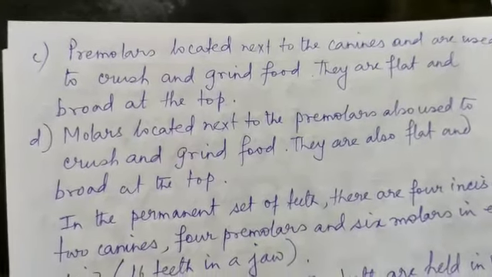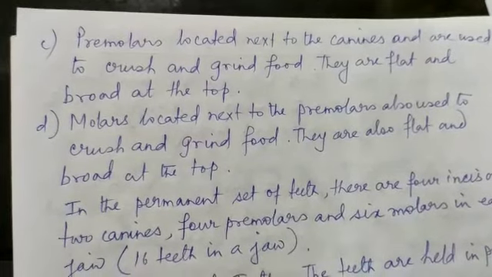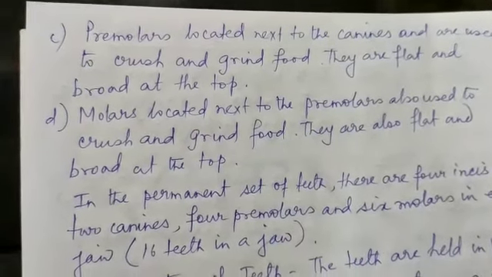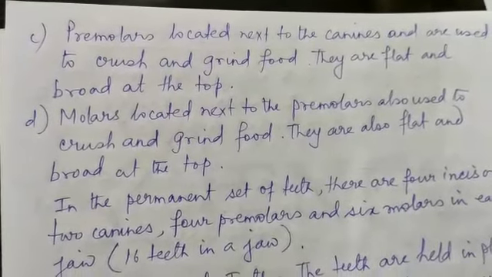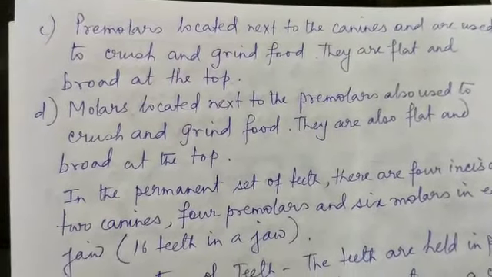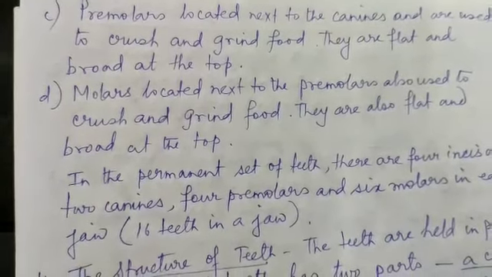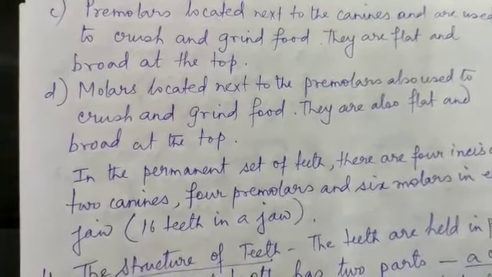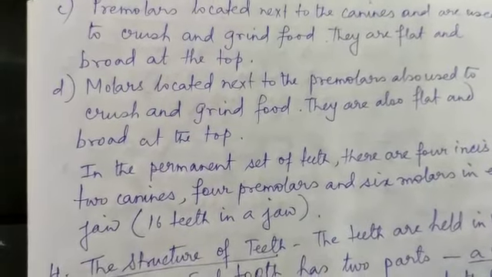Third is the premolars. Premolars are located next to the canines and are used to crush and grind food. They are flat and broad at the top. So, where are the premolars located? Next to the canines. 2 premolars on each side of the canines. 4 premolars in each jaw, 8 premolars in all. Shape, they are flat and broad at the top.